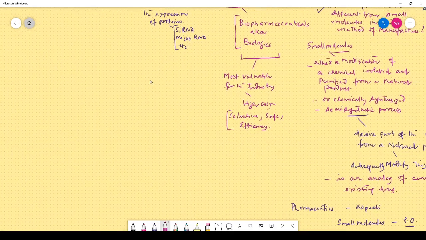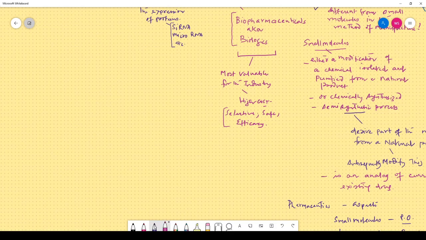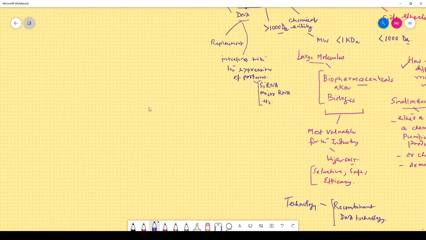The technology that has enabled the growth of biopharmaceuticals is recombinant DNA technology. Okay, so the tools and techniques of recombinant DNA technology have enabled biopharmaceuticals to come to the forefront compared to a few decades back.